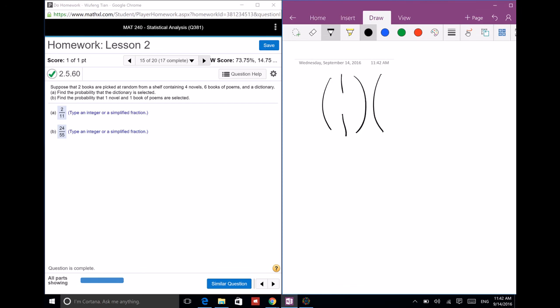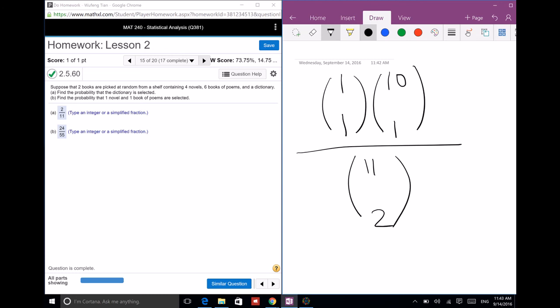And then we choose another book from the rest of the books. So we have 10 books: 4 novels and 6 poem books. We select another one from these 10 books. And what's the probability of that happening? So basically, choose 2 books from the total of 11. So that's how you find the probability. And then you get the answer.